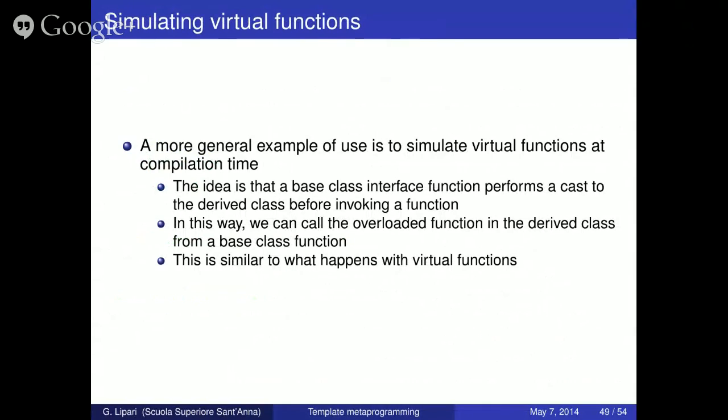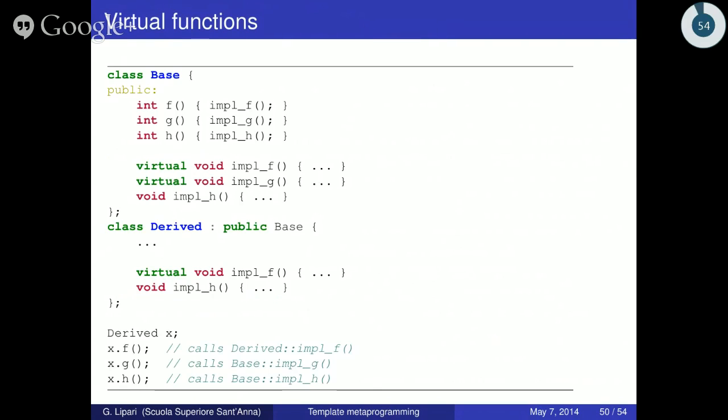And the idea is that you have a base class that performs a cast to derived classes before invoking a function. In this way, we can call the overloaded function in the derived classes from a base class function. And this is quite similar to what happens with virtual functions.